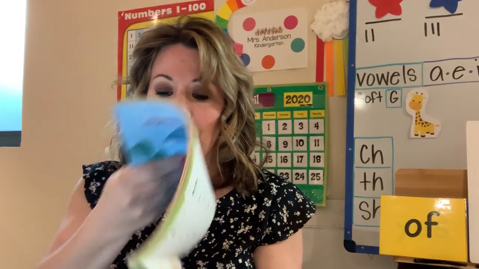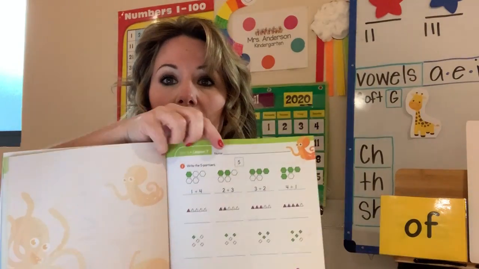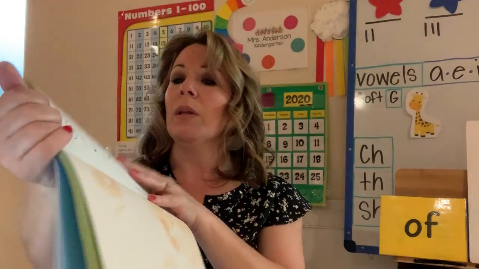Okay? So take a look, put your finger on number 1, and let's read the directions together. Write the 5 partners. Okay, and they've got a big 5 up in the square right up there. So let's take a look at the first. They did the first one for us.